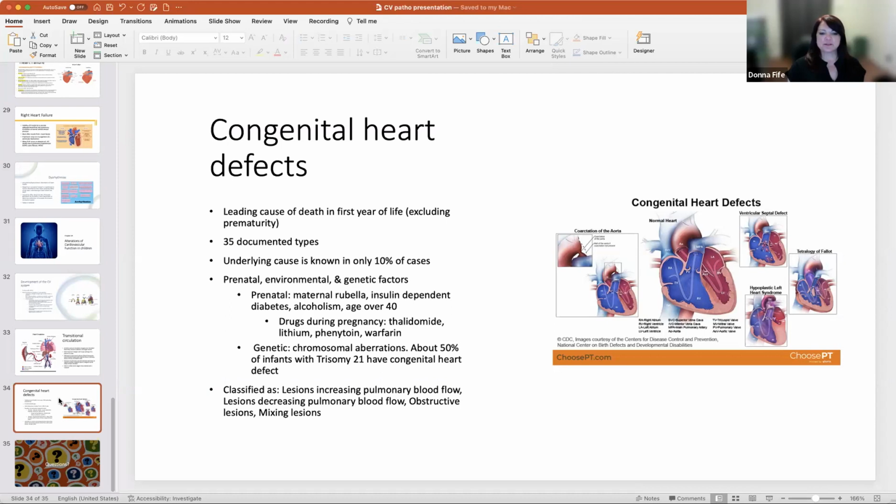Drugs during pregnancy, such as thalidomide, lithium, phenytoin, and warfarin, can all cause some issues. Genetic, there can be chromosomal aberrations. About 50% of infants with trisomy 21 have a congenital heart defect as well. And these are classified as lesions increasing pulmonary blood flow, lesions decreasing pulmonary blood flow, obstructive lesions, or mixing lesions.